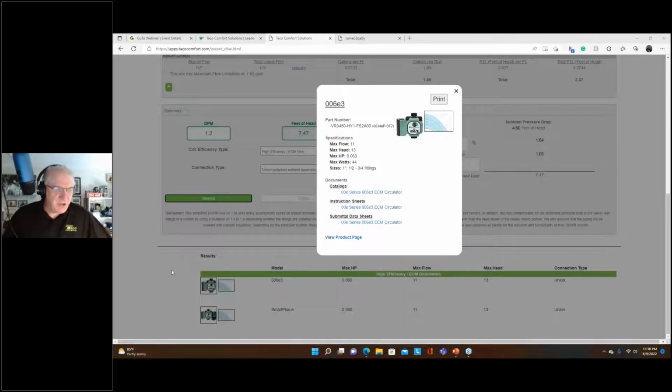Is it all valves and fittings in the system? Yes, it covers all. Remember that the circulator has to overcome the entire pressure loss of the whole run from the time we leave the water heater till the time we come back. So yes, we include all of that. Now the percentage is kind of a guesstimate.